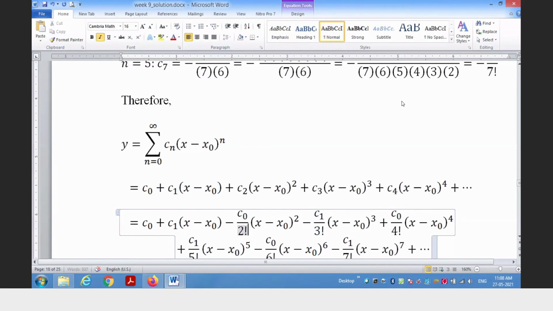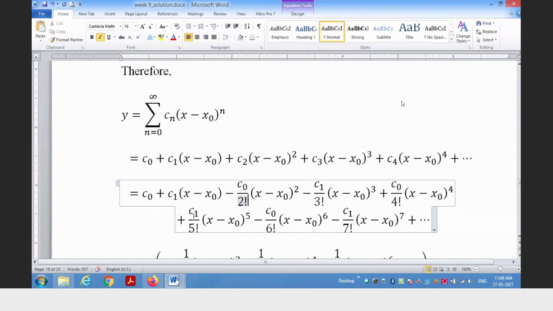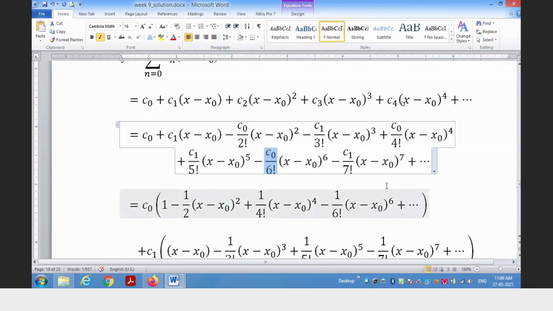And then c4 equals c naught over 4 factorial. Before this, minus now becomes plus. And then plus c1 over 5 factorial, so you replace c5 with this. c6 now becomes minus c naught over 6 factorial. And then c7 will be minus c1 over 7 factorial, and so on.